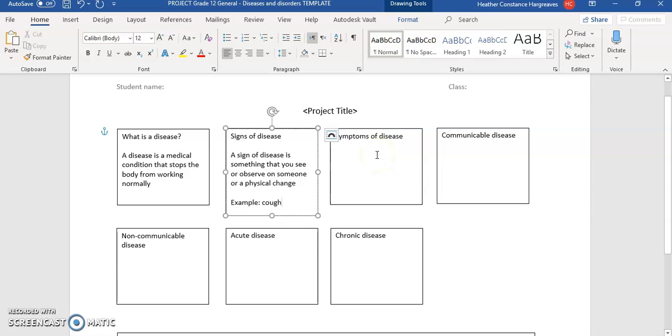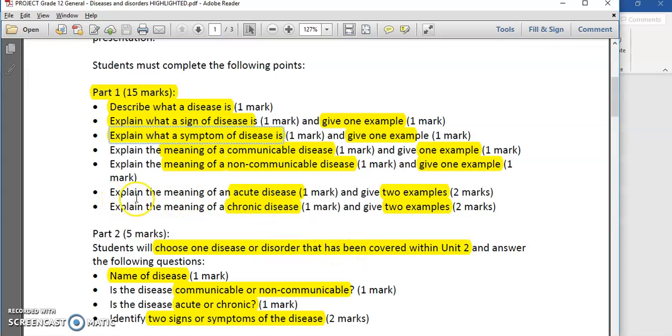And I'm going to do the same for symptom. I'm going to explain what is a symptom. A symptom is, and then I'm going to say communicable disease is a type of disease that, and for example, so it's the same for each of these terms. I'm looking for you to explain the meaning, okay?